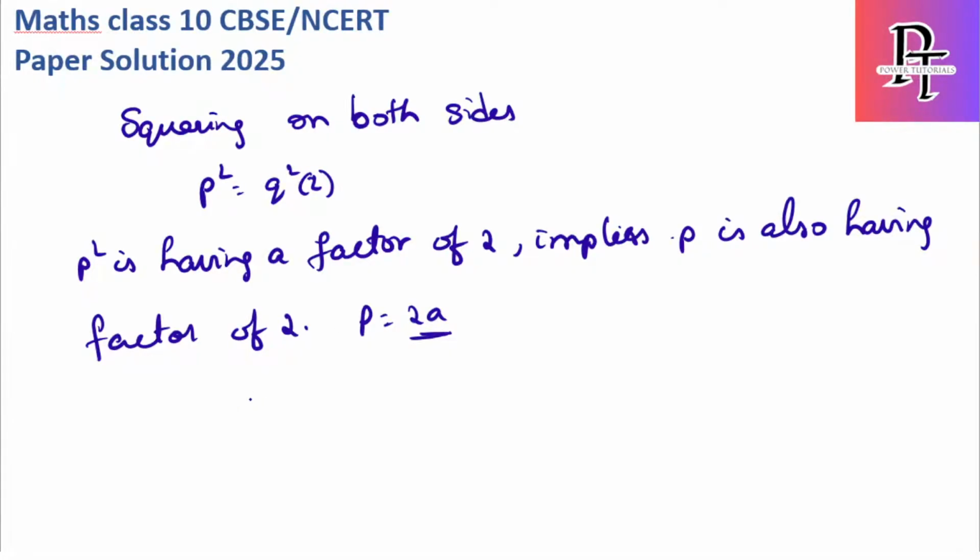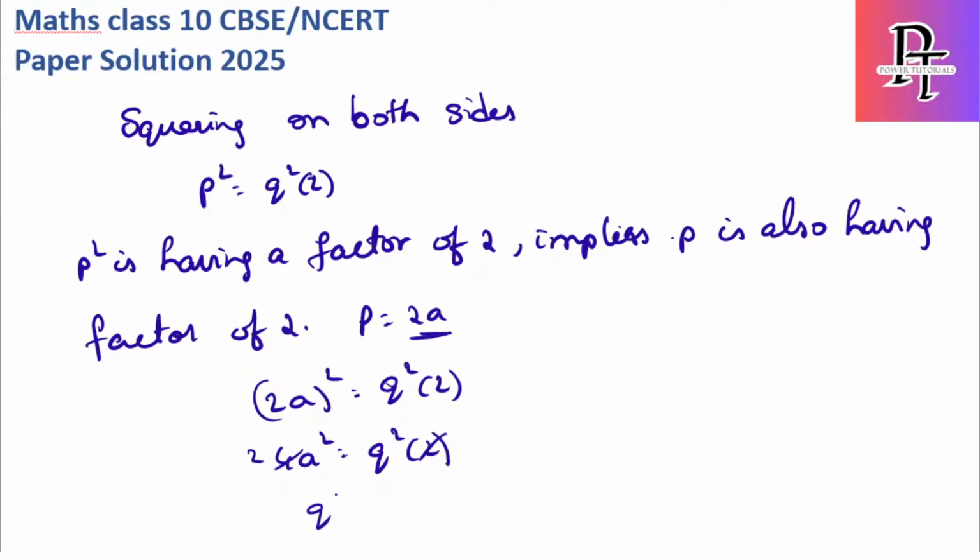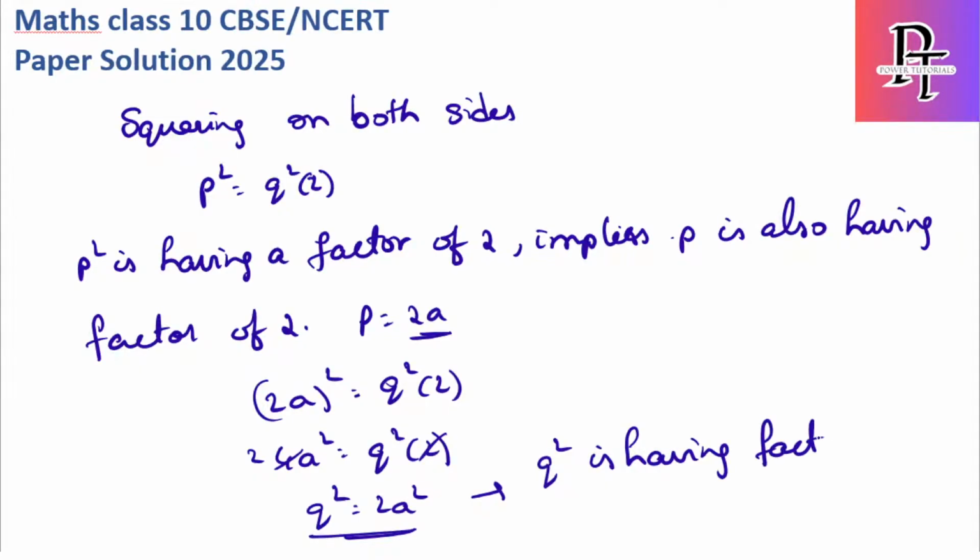So how can I write P as 2a, because P, as I mentioned, is also having a factor of 2. So now instead of P I'll write it as 2a. Now this becomes 2a whole square is equal to Q square into 2. So this becomes 4a square is equal to Q square into 2. So 2 and 4, 2 times gets cancelled out. So I'm getting Q square is equal to 2a square. From here it is stating that Q square is having a factor of 2. So this implies Q is having a factor of 2.